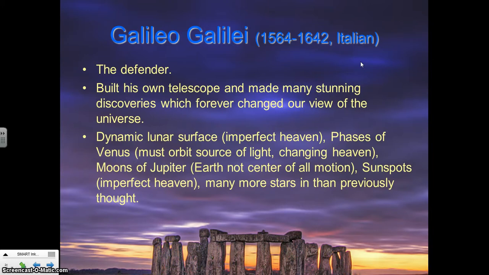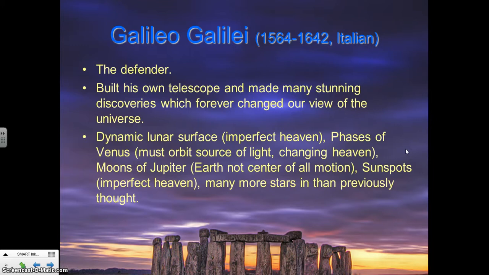So anyway, other discoveries: phases of Venus. That means Venus has to orbit its source of light if it's changing phases, if it's changing shape. And that again is evidence of a changing heaven. Again, this thought that the heavens, the sky is perfect and it doesn't change. Well, here's Galileo saying differently. The moons of Jupiter: this means that Earth wasn't the center of everything. If these moons were going around Jupiter, how could they go around Earth? Okay. Sunspots, another evidence for the imperfect heaven, and he discovered tons more stars than previously thought.